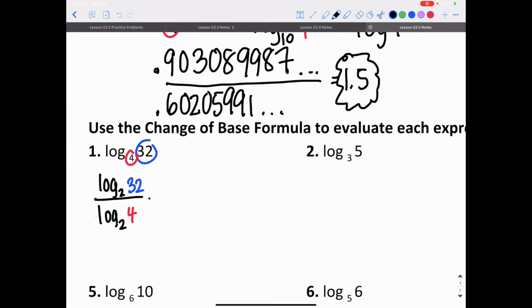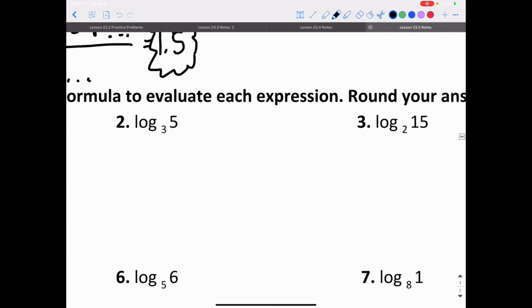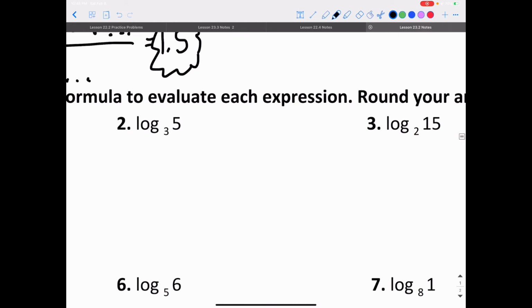And I'm going to get 2 to what power gives me 32? That's 2 to the 5th power. 2 to what power gives me 4? That's 2. So my answer is 5 over 2, or 2.5. For the second one, I have log base 3 of 5. Those don't share a base in common.